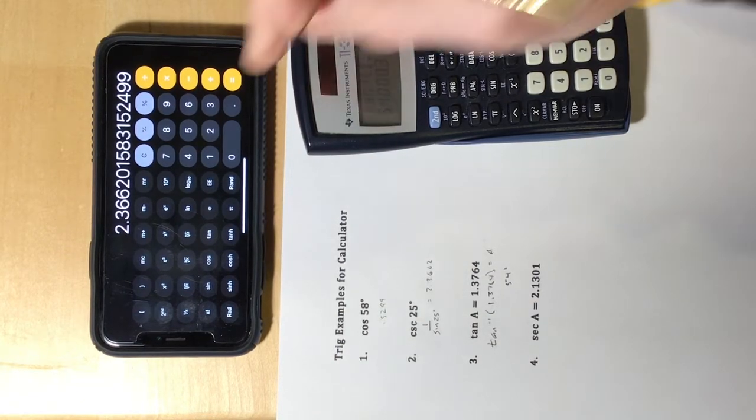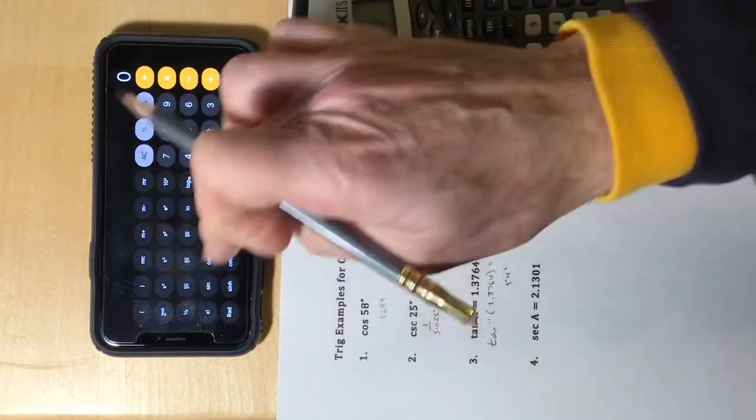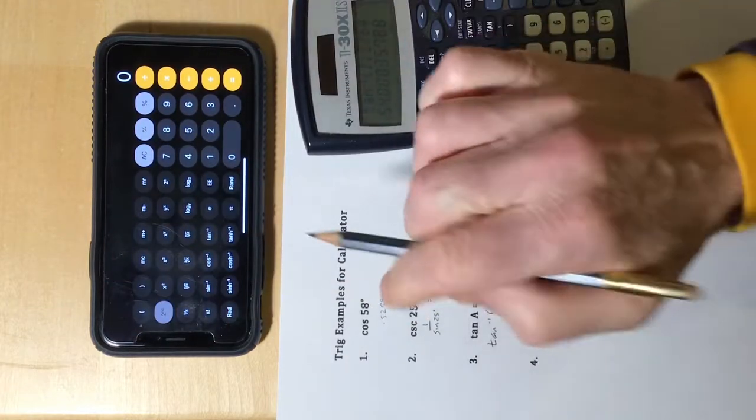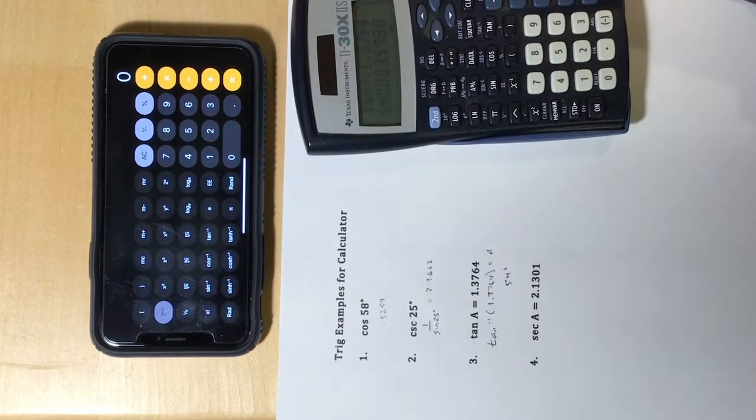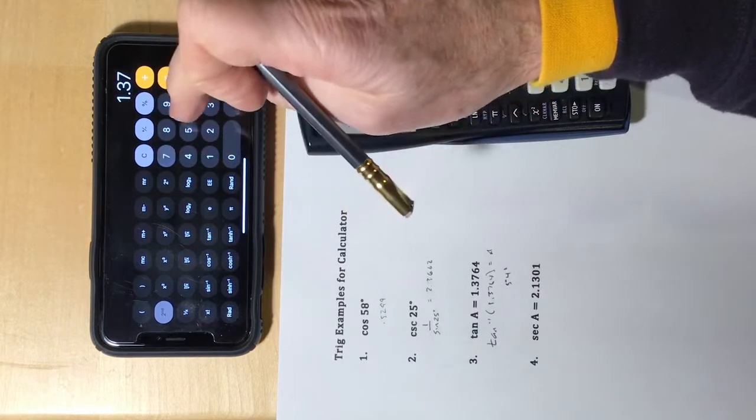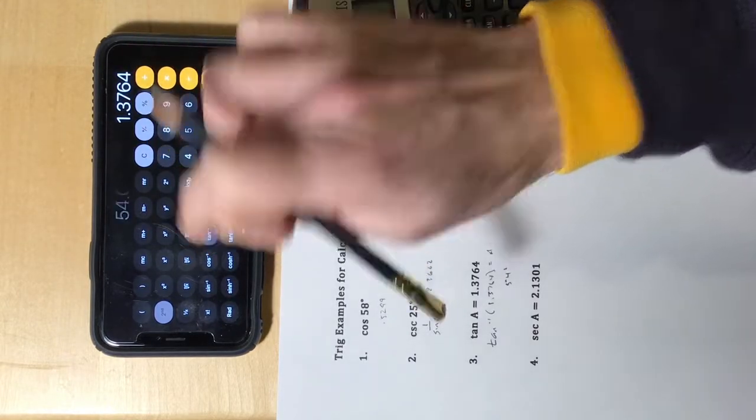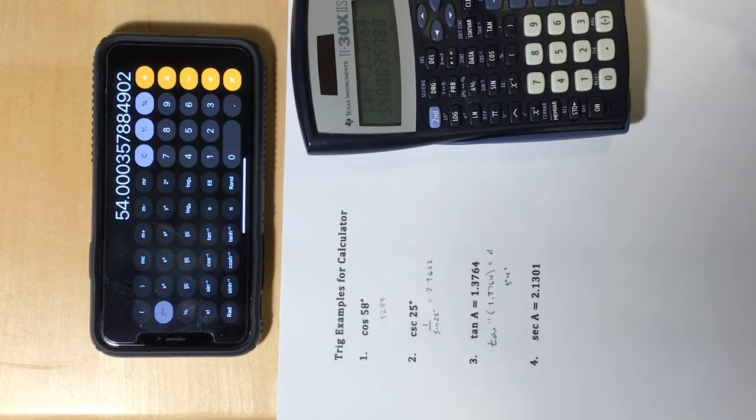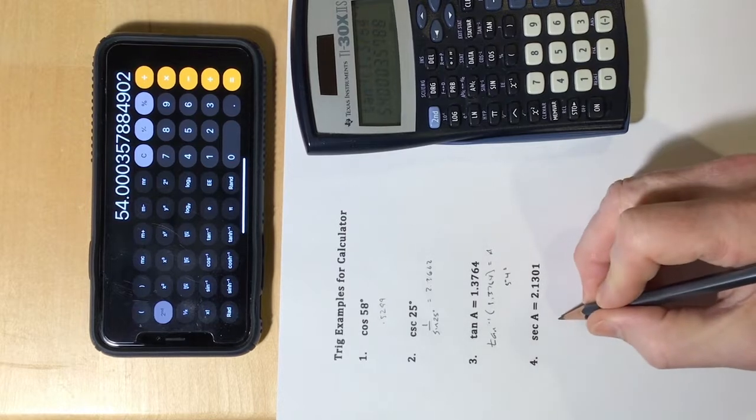Again, what you're going to do is hit the second function, so hit that little second function until you see inverse tangent. But again, you can work backwards: 1.3764, then go inverse tangent. There's your 54-degree angle.